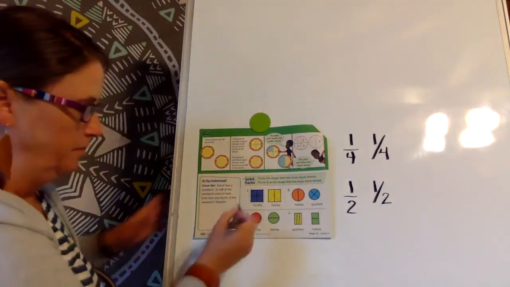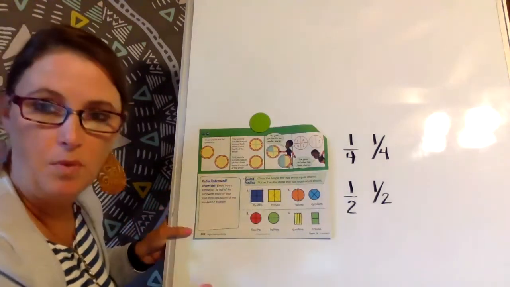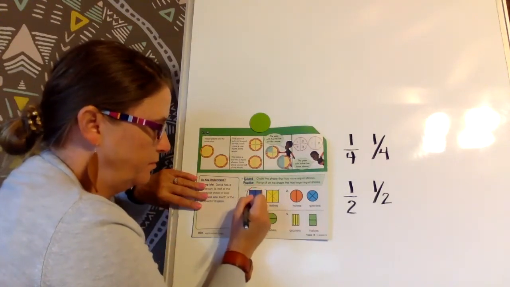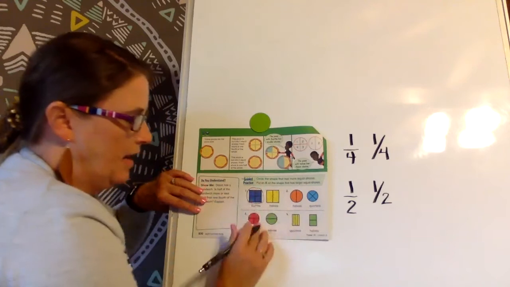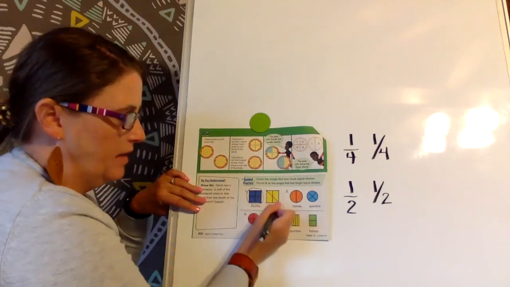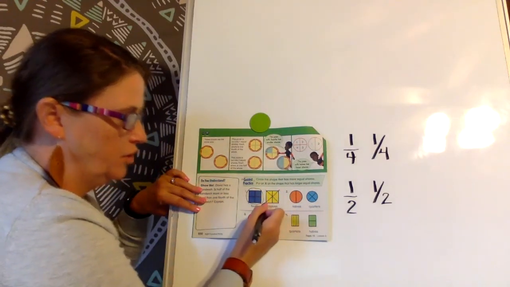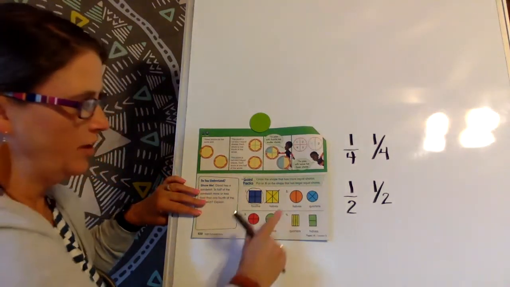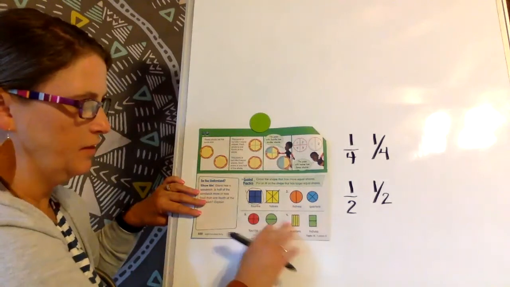Okay. So I'm going to circle the one that has more equal shares, and that's my blue one. And I'm going to put an X on my yellow one because it has the larger equal shares. Okay. All right, let's try number 2 together, and then I'll leave these 2 for you to do.